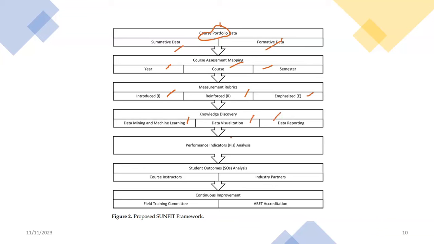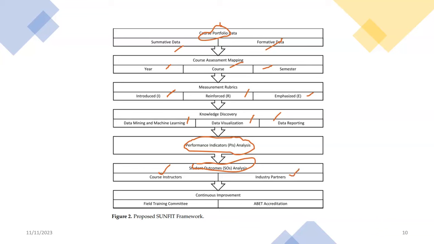After this, as the flow goes, we also go for performance indicator analysis, as we do with KPIs in different organizations. Similarly, we do the performance indicators in co-op training for undergrad students as well. And then we have student outcome analysis: how was the outcome, what was the input from the course instructor, and what was the input from the industry partner.